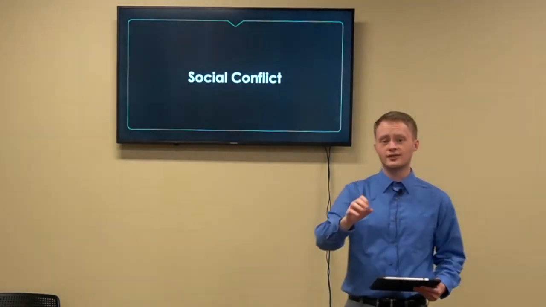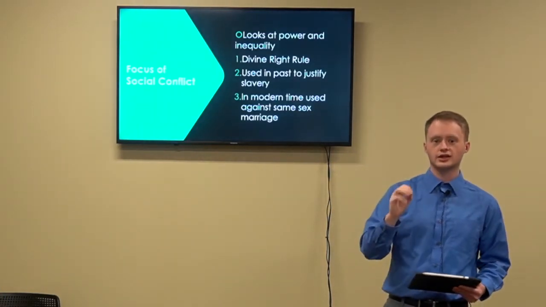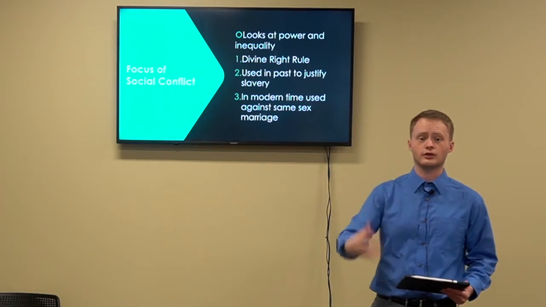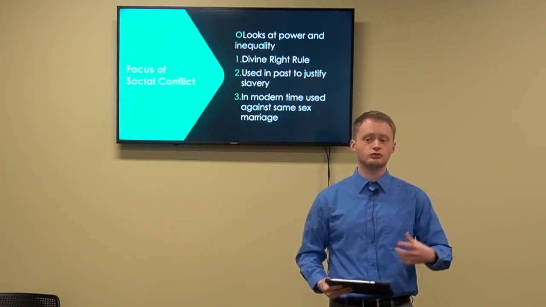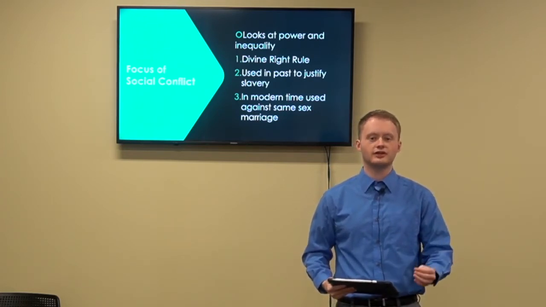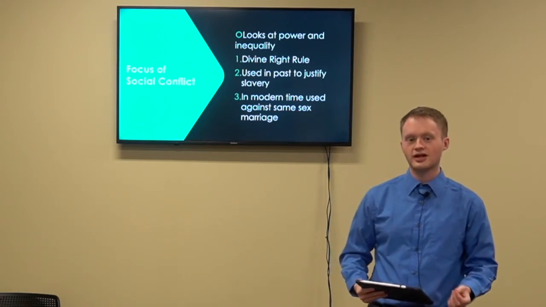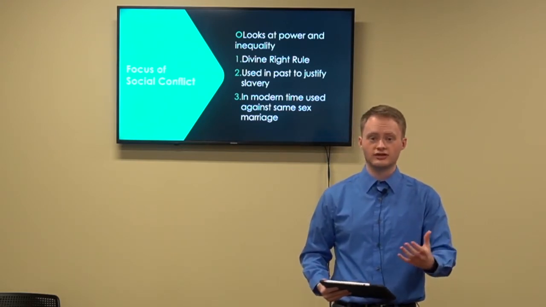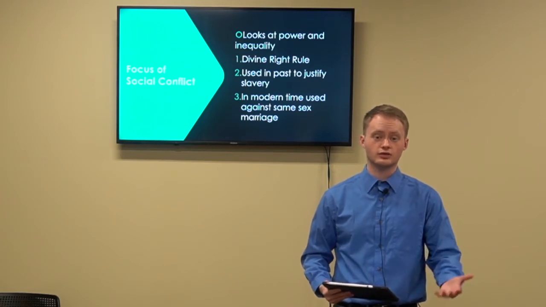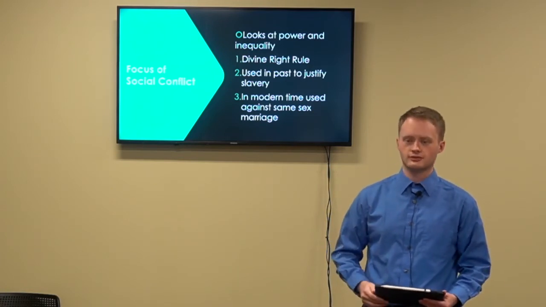Now, we'll look at the opposite, and we'll look at social conflict. The focus of social conflict is that it looks at power and inequality. And as you can see here, I have 2 examples from the past. Divine right rule, which is just when a monarch uses religion as a way to rule over their subjects. If God ordained me to be your king, then it would not be right to overthrow me. Religion was also used to justify slavery in the past. In the South, or in the U.S. as a whole, Christianity used the Bible as a way to justify enslavement of African Americans. And in modern time, it is used against same-sex marriage and some patriarchy.